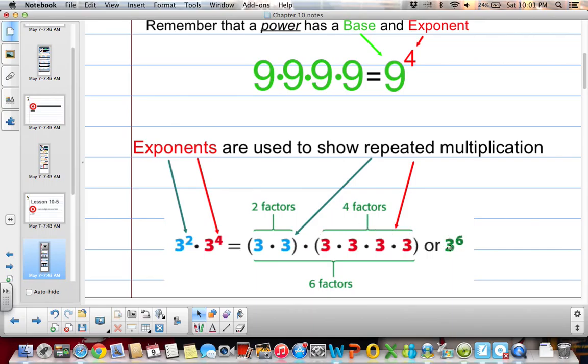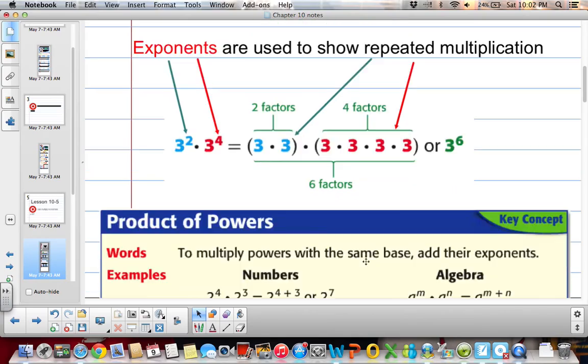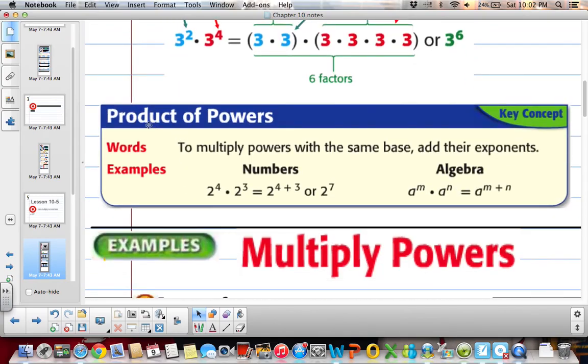So notice that our base, which is our 3, did not change because it's still multiplying a bunch of 3's together. But our exponent went from 3 squared and 3 to the 4th to 3 to the 6th. So notice that if we just add our exponents together, we get our new exponent. And we can see that here. We have 2 3's, 4 3's, 2 plus 4 is our 6 factors, and we rewrite it as 3 to the 6th. So our definition for product of powers, or multiplying monomials, is to multiply powers with the same base.